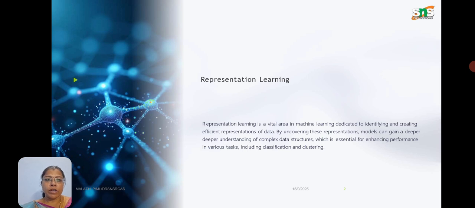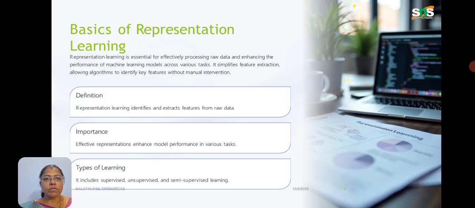What is representation learning? Representation learning is a part of machine learning which is used for identifying and creating efficient representation of data. We can gain a deeper understanding of complex data structure. It is very essential for the better performance of a model, and it includes classification and clustering. What is basic representation learning? Representation learning identifies and extracts the features from raw data.